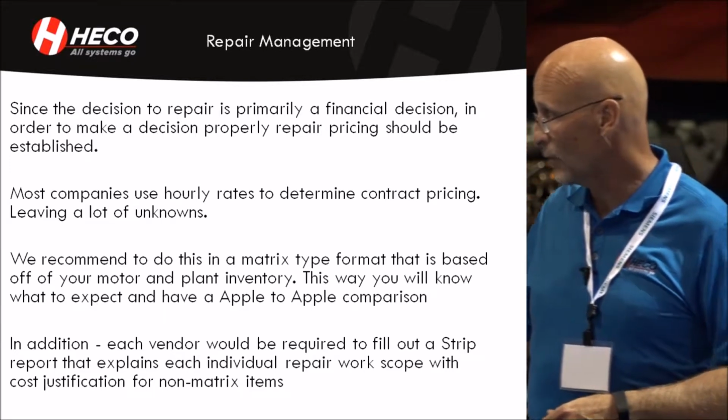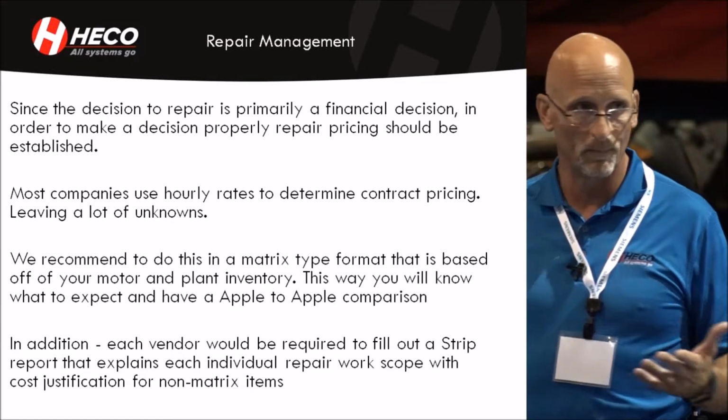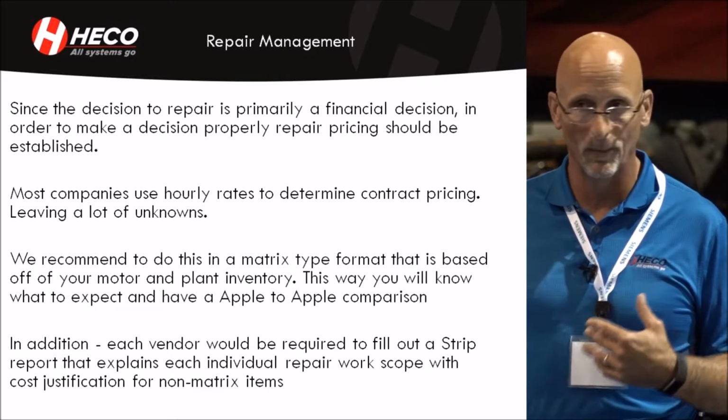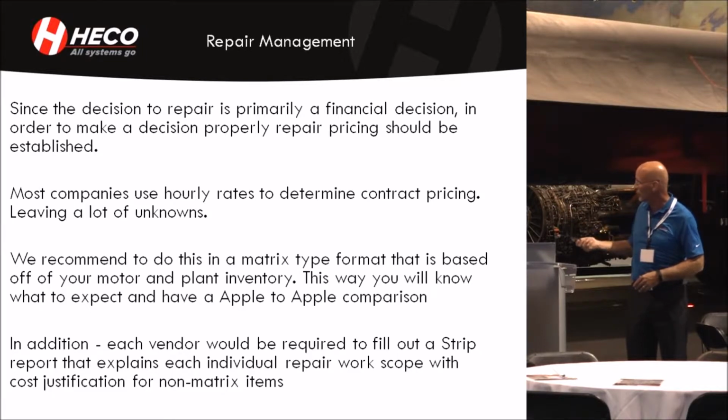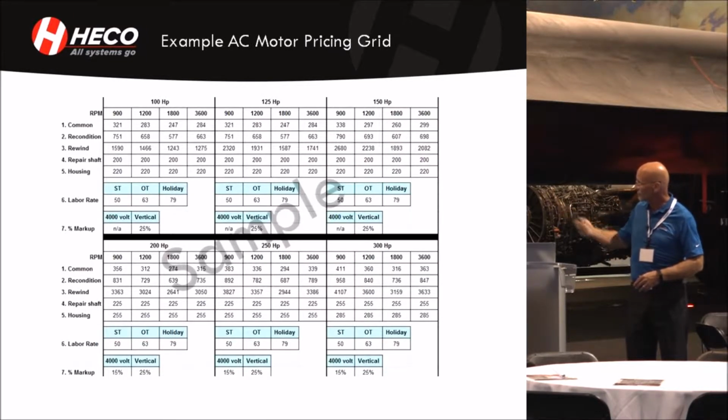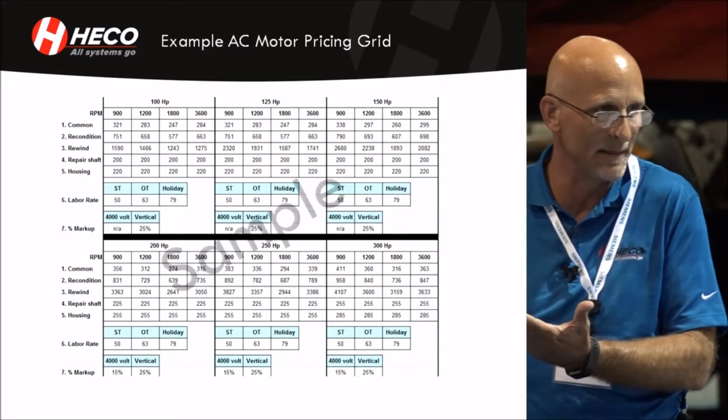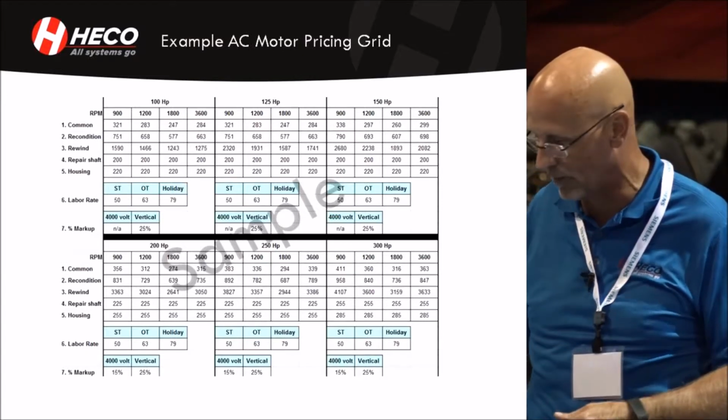And then the other thing that we do is, working with people, we fill out what we call a strip report, or we have the other repairers fill out a strip report, and I'm going to show you some samples. Here's a sample AC grid. You can see it's covering the common things: recondition, rewind, repair a shaft, a housing. Those are, on your ACs, the common things that go wrong, so you're trying to cover all that.